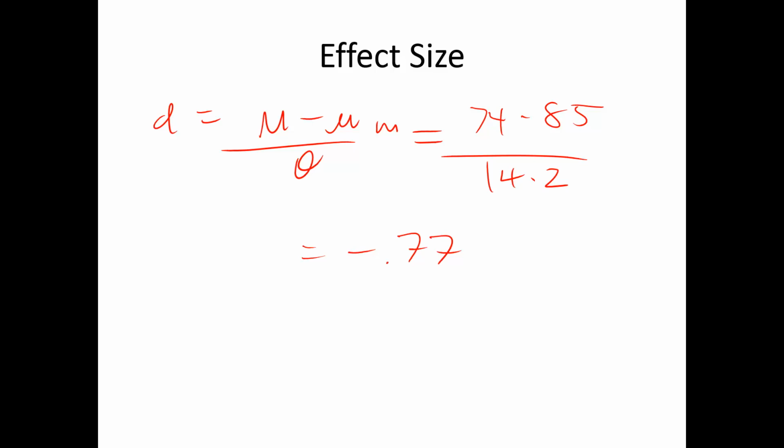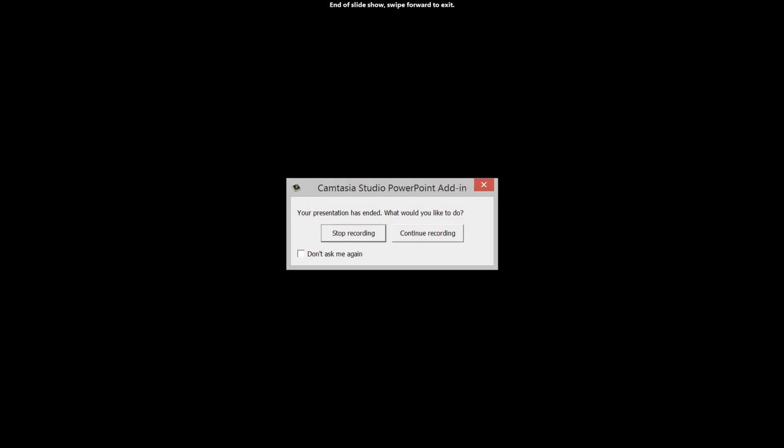All right, so that's the end of some examples for chapters 7 and 8. It covers how you do z-score hypothesis testing, confidence intervals, effect size, and power.